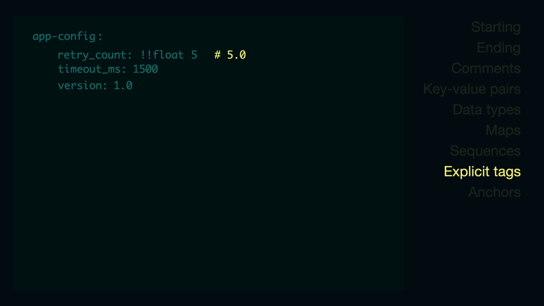Next we have timeout, which will also be taken as an integer. To take it as a string, we can put !!str, and now it will be taken as a string value of 1500. And now for the version, we have 1.0, so it will be taken as a float. To take it as an integer, we can put !!int, and now it will be taken as 1.